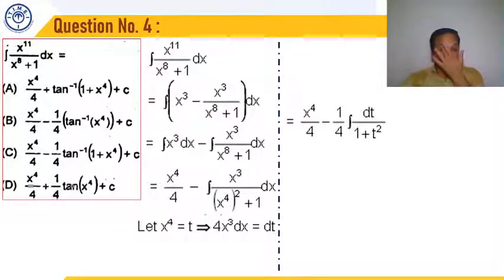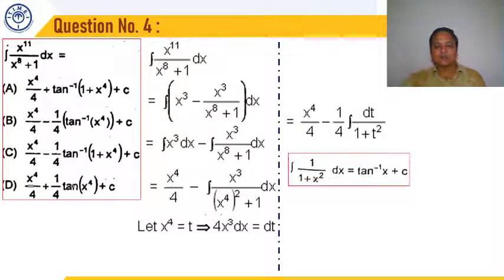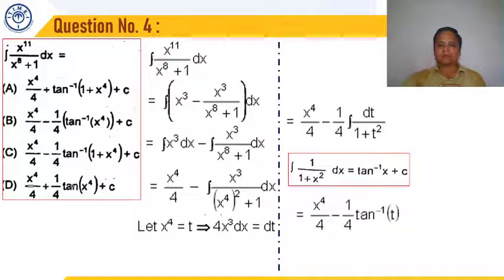So substituting back in the expression, x⁴/4 minus 1/4 ∫dt/(t² + 1). Now the integration of dt/(t² + 1): the standard result we have is that the integral of 1/(1 + x²) dx is tan inverse x plus c. We have to just apply the formula in the second part. First part is x⁴/4 minus 1/4, it is tan inverse t.